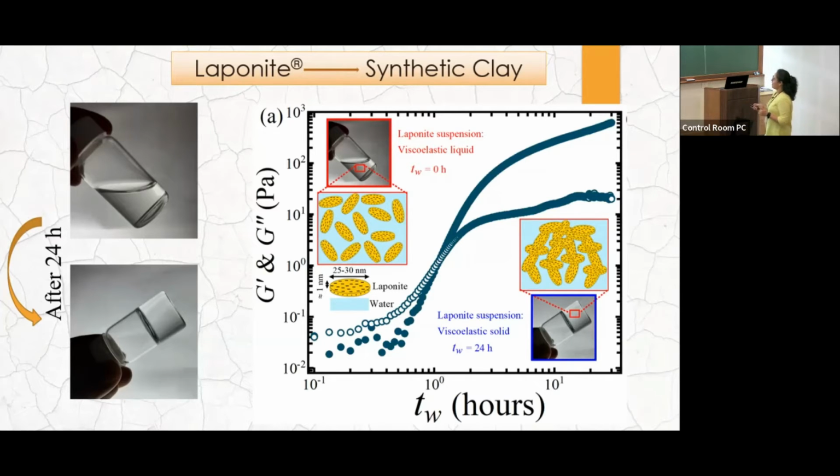The hollow symbols are G double prime, and the solid symbols are G prime. As you can see, at low waiting time the hollow symbols, G double prime, dominate over G prime. That means in this regime the system is behaving like a viscoelastic liquid. If you wait enough, with time you see G prime, the filled symbols, starts dominating over G double prime, indicating that the elasticity of the system is building up. It's becoming elastic with time, and that's what is reflected over here.